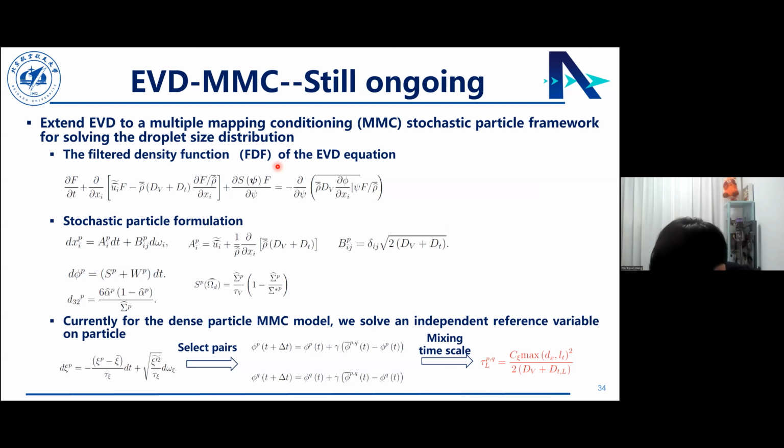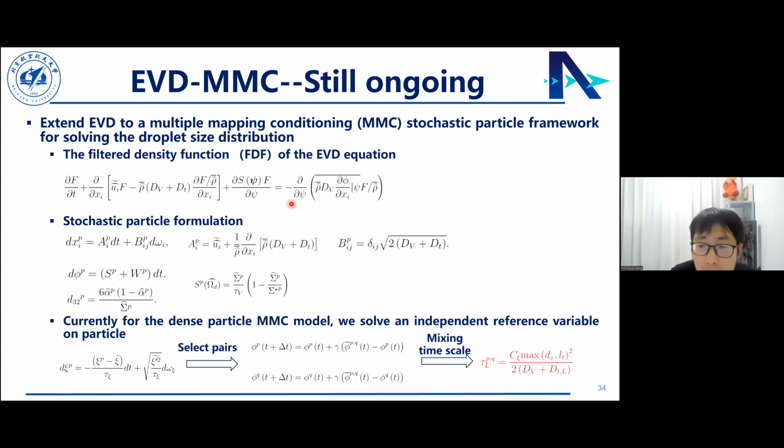Just to remind, our volume diffusion has nothing to do with the turbulence. It is only induced by the relative velocity of the two phases. And then we do the stochastic particle formulation, and we only model the source term for the surface density. Then we use the volume fraction and surface density to get the D32, which characterizes droplet size in the sub-volume space. And currently, we implement the dense particle MMC model.